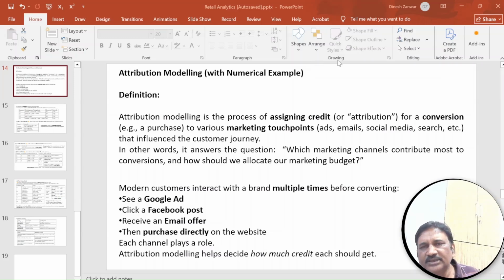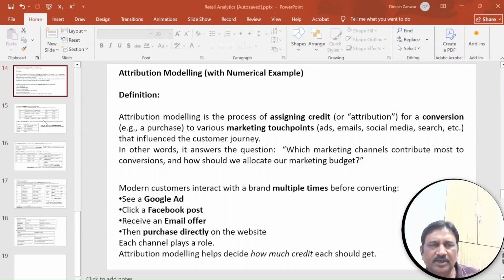The final interaction is direct conversion, directly purchasing from the website. So for direct, 100% weight, and for all others, 0% weight. What does that interpret? This overemphasizes the direct channel and ignores all prior marketing influences. Marketing started with Facebook or Google ad or email, and that is ignored. This model considers that the final purchase is to be given 100% credit.